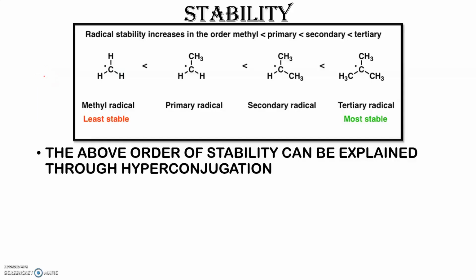Next, the stability of free radical increases in a trend like this. The methyl radical is less stable than the primary radical, and the primary is less stable than secondary, and the secondary in turn is less stable than the tertiary radical. So the tertiary radical is the most stable radical and the methyl radical is the least stable radical. The above order of stability can be explained through hyperconjugation.